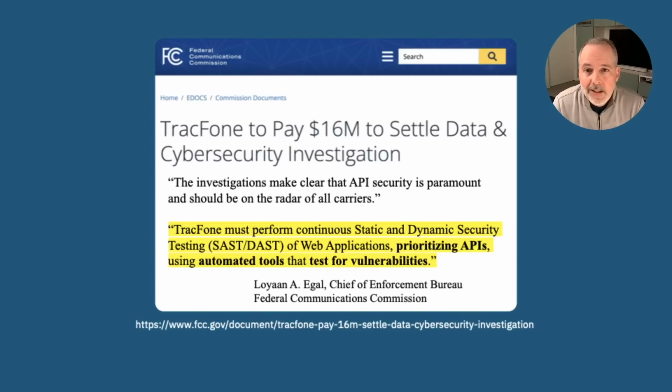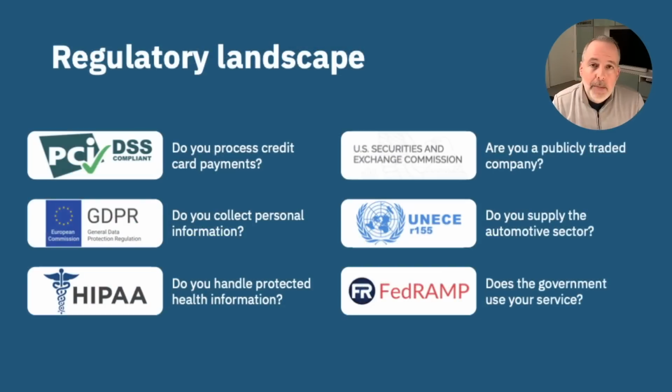And as you can see here, they must now perform continuous static and dynamic security testing of web apps, prioritizing APIs with automated tools to test for vulnerabilities. This is one of the best practices that we're going to talk about in this course. The need to pressure test our APIs proactively and continuously to find those vulnerabilities and remediate them. Now, there are a number of other regulations out there that are really paying attention to APIs as well.